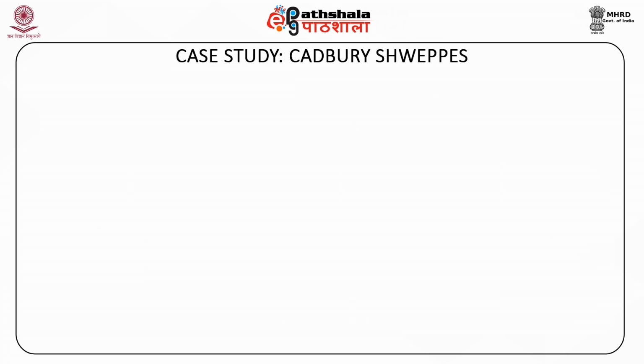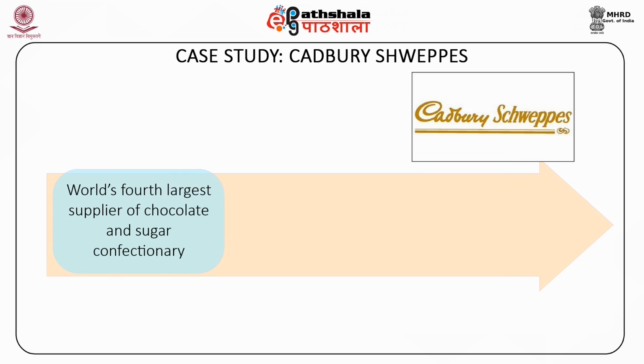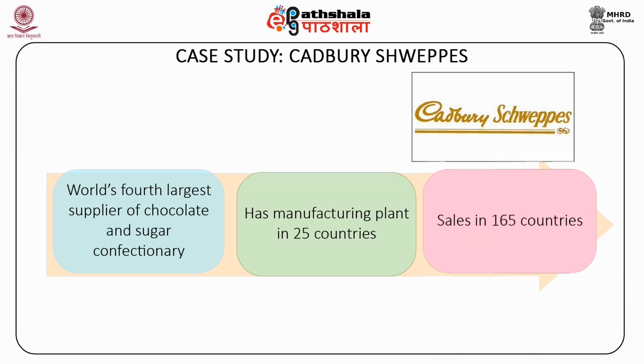In the confectionery business, Cadbury Schweppes is the world's fourth largest supplier of chocolate and sugar confectionery. The group has manufacturing plants in 25 countries and sales in a further 165. Cadbury Limited is Cadbury Schweppes UK confectionery operation, and it is responsible for the production of all Cadbury's best-known UK brands.